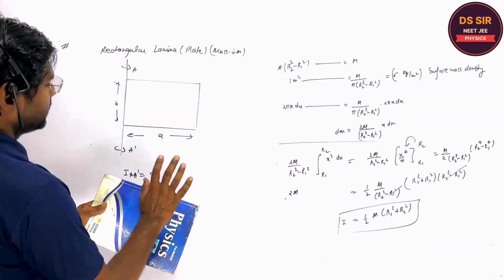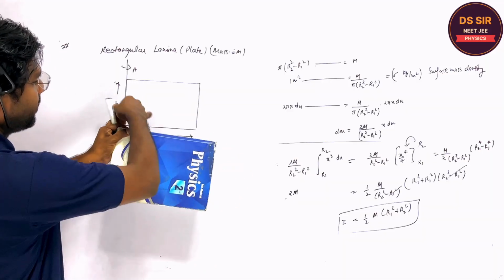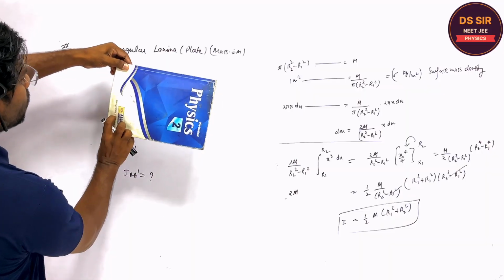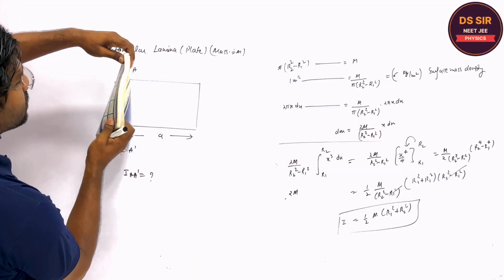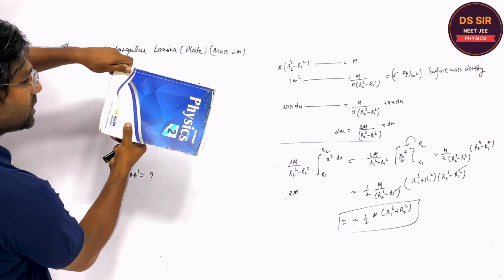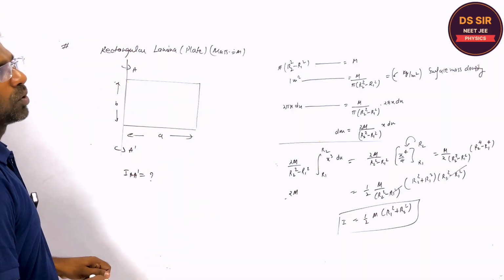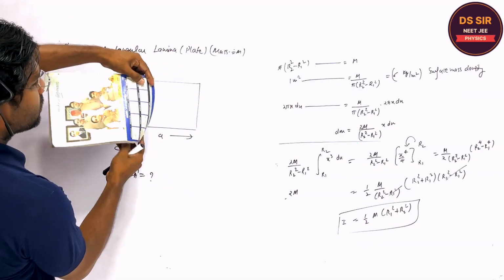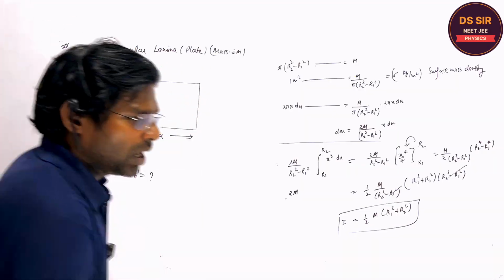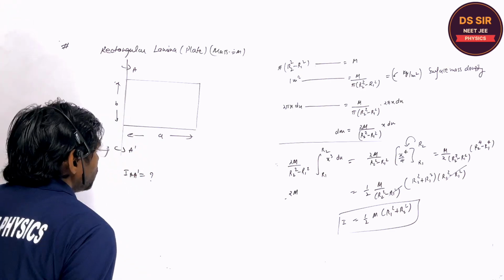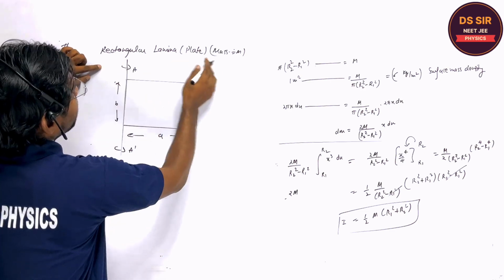So suppose this is the rectangular lamina, this is the side A, this is the side B, right? And you are rotating this book about this axis of rotation. Are you getting? To understand the axis of rotation is very important. This is the axis of rotation, right? So how to solve this? In a very easy method, first I will tell you. This is the rectangular lamina.